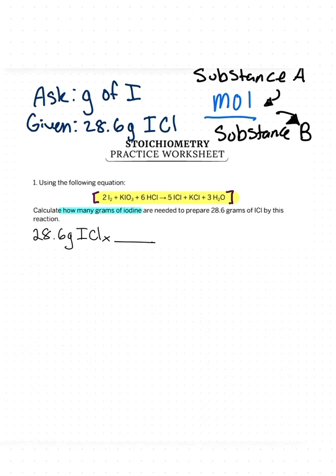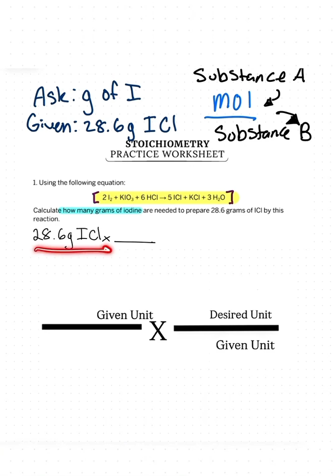Now, when you're doing conversion or stoichiometry problems, I want you to memorize this formula. You're going to put your given unit at the top, given unit at the bottom, so it has to match up with this unit over here so you can cancel it out, and put whatever you're desiring, so what you want to end up with, in the numerator. So we have 28.6 grams of ICl. So what do we have to put here so that it can cancel out the grams of ICl? Well, we can use its formula mass.